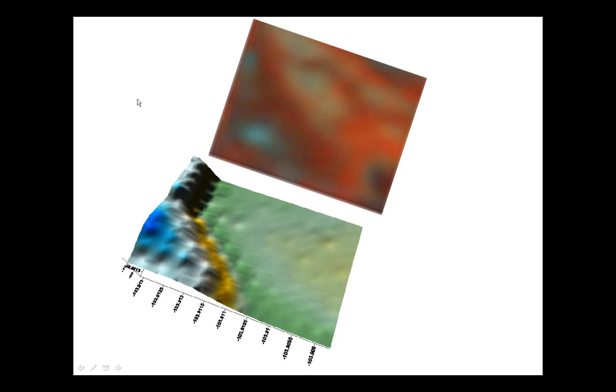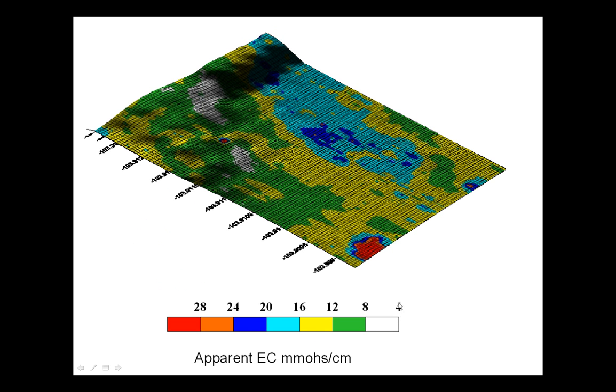All right. Let me give you one more piece of information here. Okay. This is the electrical conductivity map. The EC, this is apparent EC. It's not EC like you get in the lab, but it's relative EC. Goes from 4 to 28.